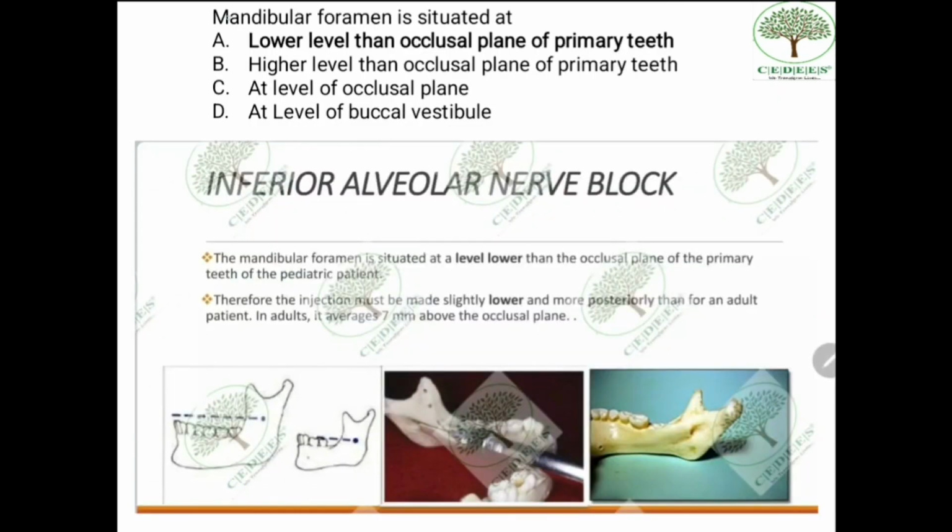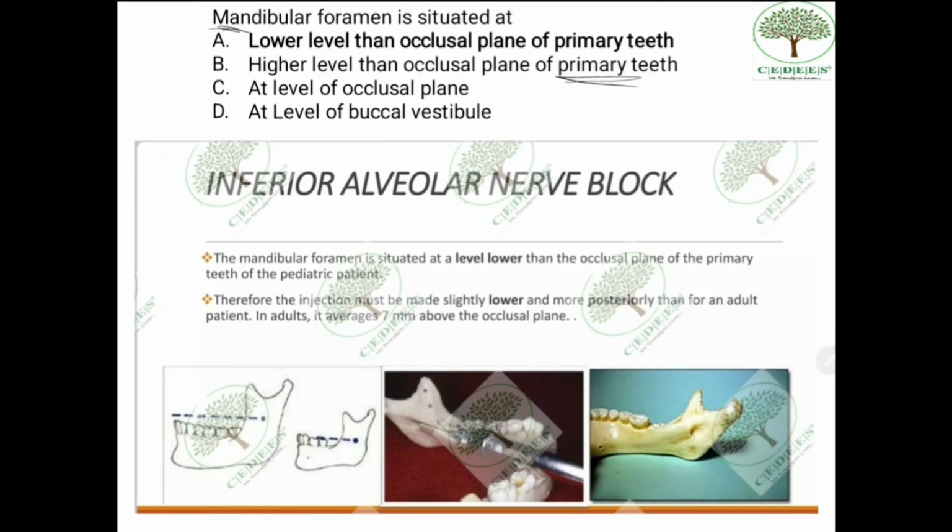Now this MCQ was asked to me by a student saying the mandibular foramen is situated where? Now the student mentioned that the foramen should be situated at the level of the occlusal plane. Now keep this in mind. They have asked about primary teeth. Firstly, they are asking about a pediatric patient, technically, about primary teeth.